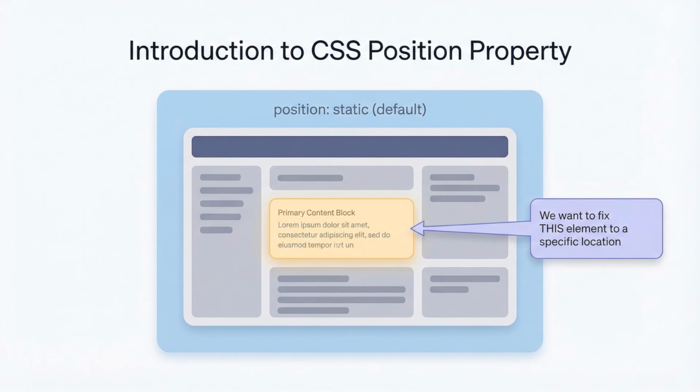With grid covered, the instructor introduces the next major CSS concept, the position property. Position is used when you need to place a specific element at a defined location on the page, independent of the normal document flow. This is how you create things like sticky navigation bars, floating buttons, or overlapping elements. We'll dig into this next.